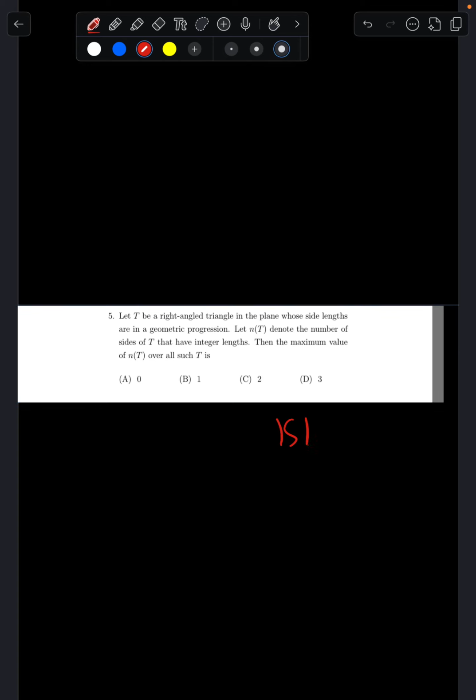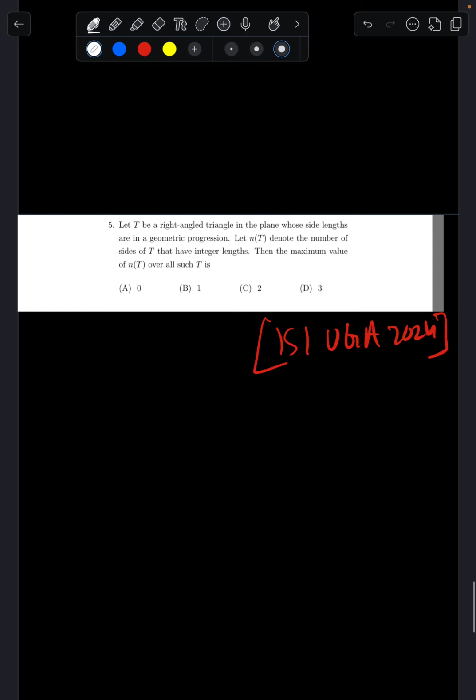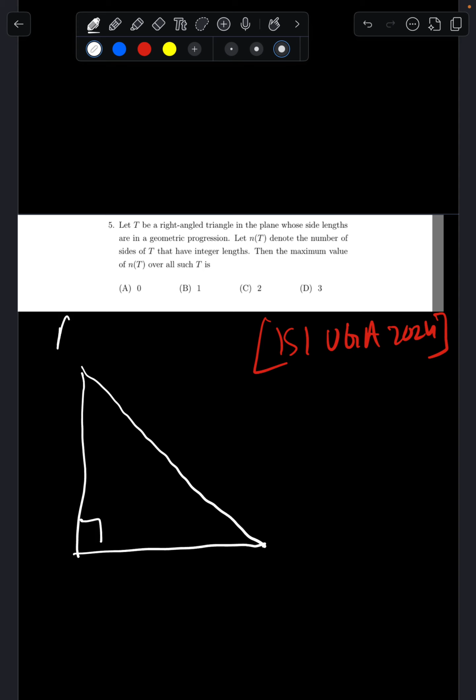So this is ISI UGA 2024 paper, question number 5. Now you have, let T be a right angled triangle in the plane. So this is T, say ABC, whose side lengths are in geometric progression.